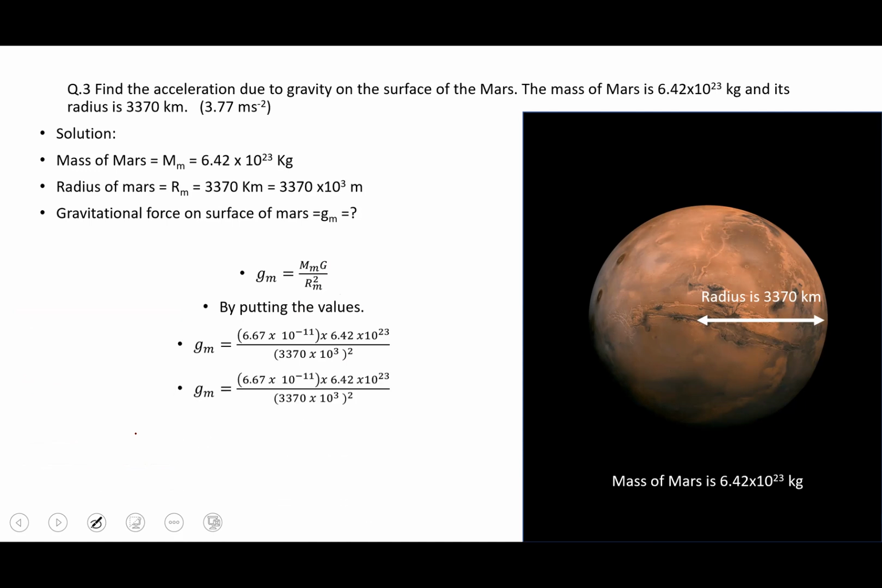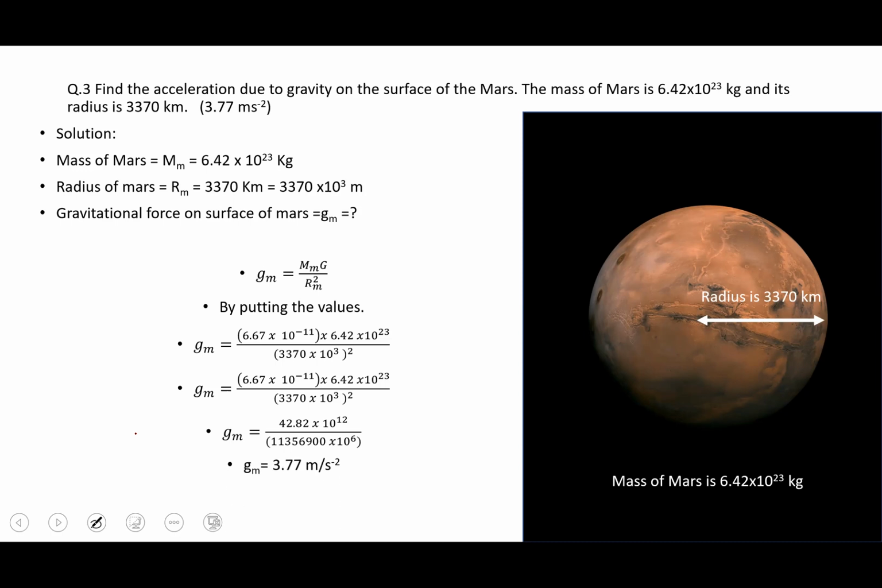Now, in this case, when we put in the values, g is equal to 6.67 into 10 to the power minus 11 into 6.42 into 10 to the power 23, and when we take the square of this one, what do we get? We get 42.82 into 10 to the power 12 divided by 11356,900 into 10 to the power 6, because we are taking the square in this case.